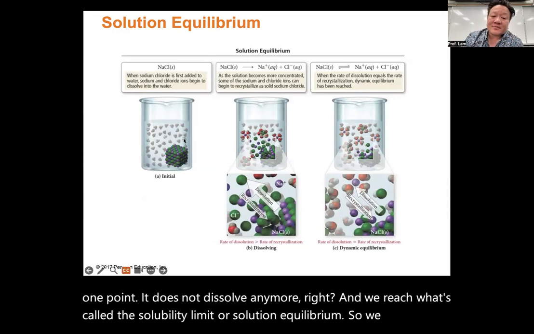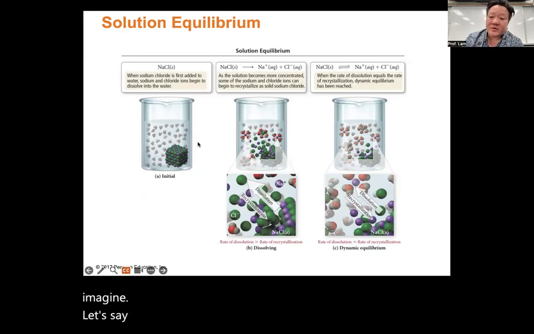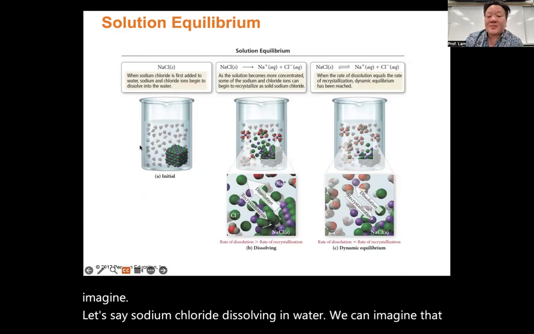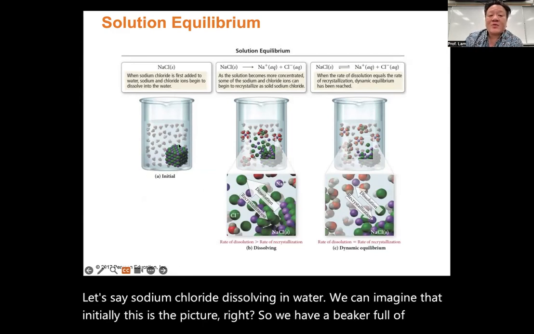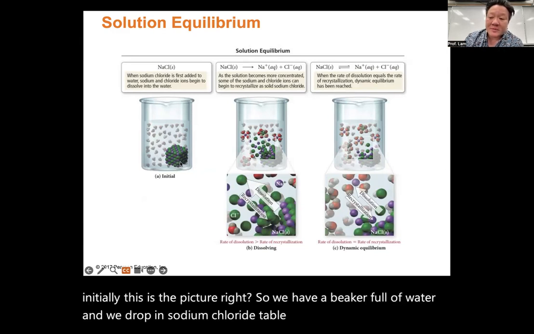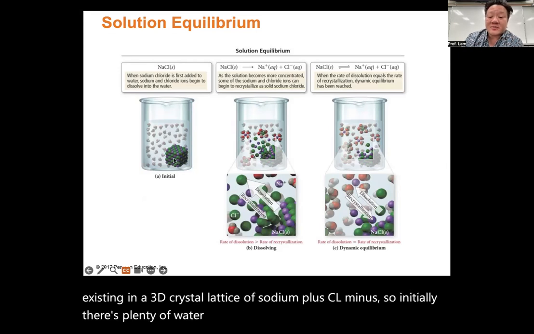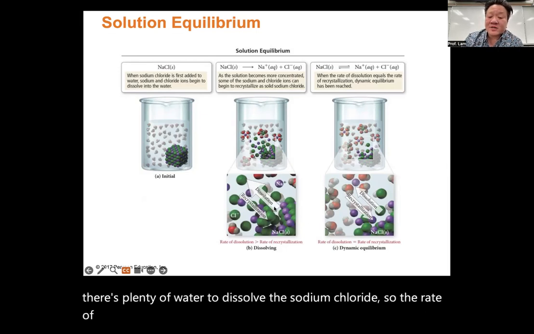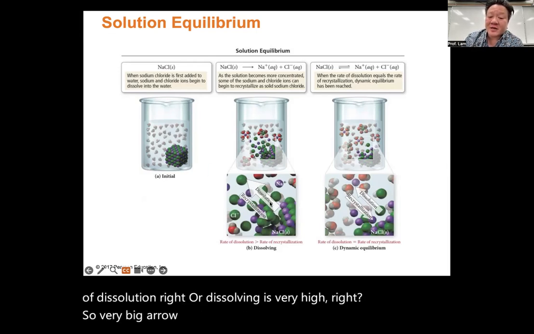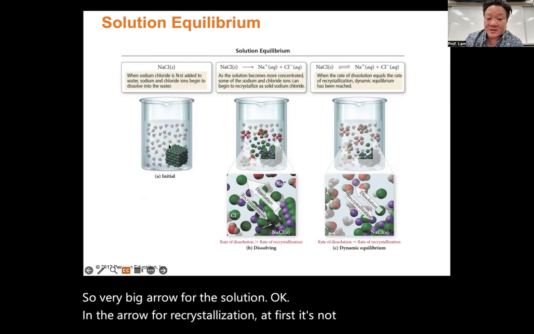So we can imagine, let's say, sodium chloride dissolving in water. We can imagine that initially, this is the picture, right? So we have a beaker full of water and we drop in sodium chloride, table salt. Remember, table salt exists in a 3D crystal lattice of Na+ and Cl-. So initially, there's plenty of water to dissolve the sodium chloride. So the rate of dissolution, or dissolving, is very high, right? So a very big arrow for dissolution, okay? And the arrow for recrystallization at first is not even there because there's nothing to recrystallize.